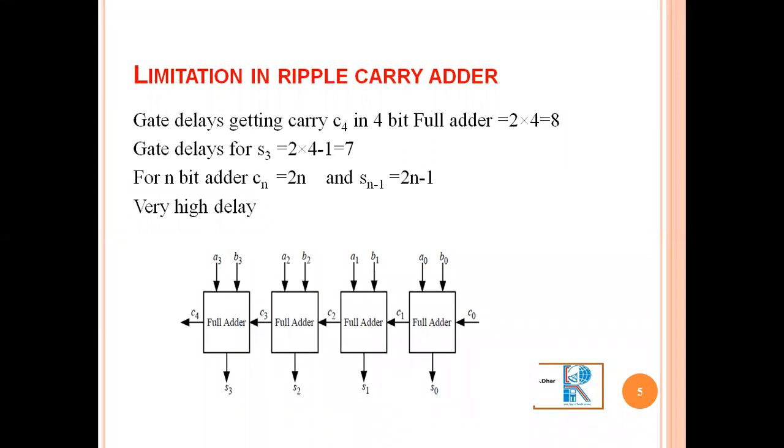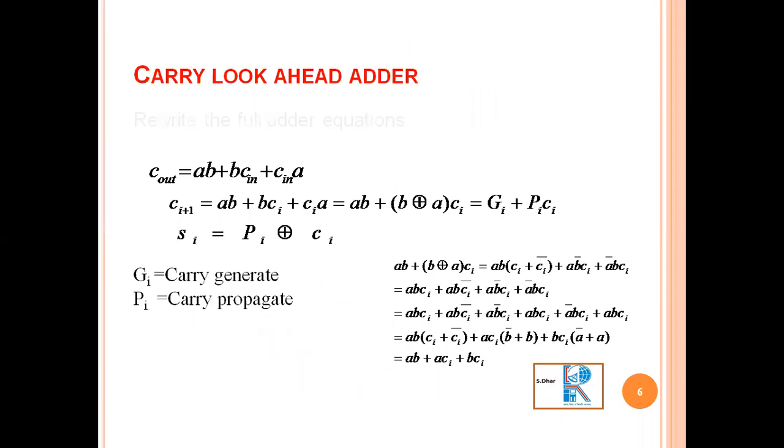So what is the alternative to the ripple carry adder? The alternative to the ripple carry adder is the carry look ahead adder. This is simply the alternative to solve the problem of time consumption by the ripple carry adder. So this topic is the carry look ahead adder. What is the meaning of that and how is it realized?